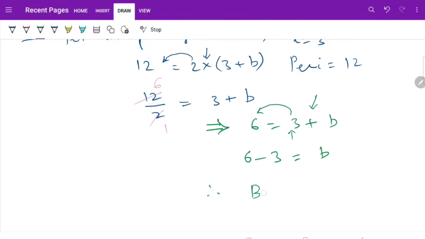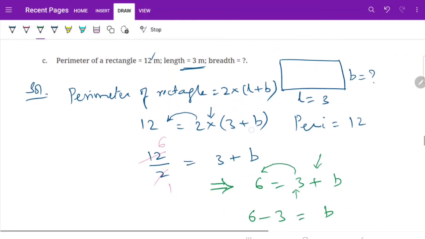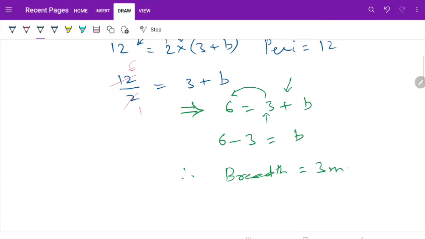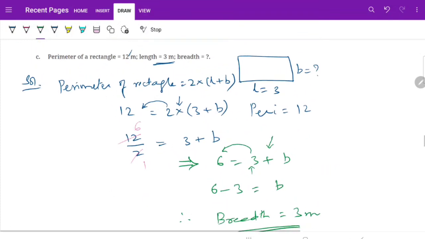Breadth is equal to, B is the breadth of the rectangle, 3. What is the unit given to us? Meter. So it is 3 meters. So this is our question number 1. A, B, C, three parts we have done here, right?